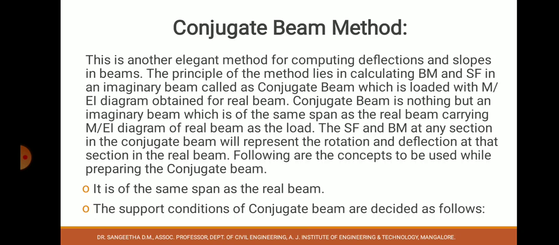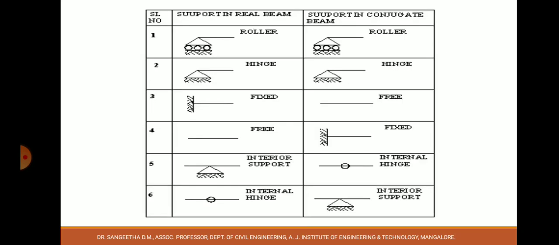Some concepts are to be used when you are solving using the conjugate beam method. It is of the same span as the real beam. The support conditions of the conjugate beam are as follows. Whenever you are changing a real beam to a conjugate beam, there are some support conditions which get revised. So here are the support conditions.